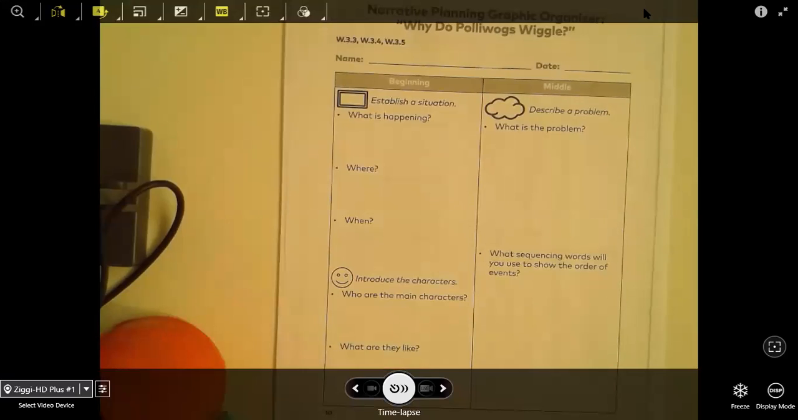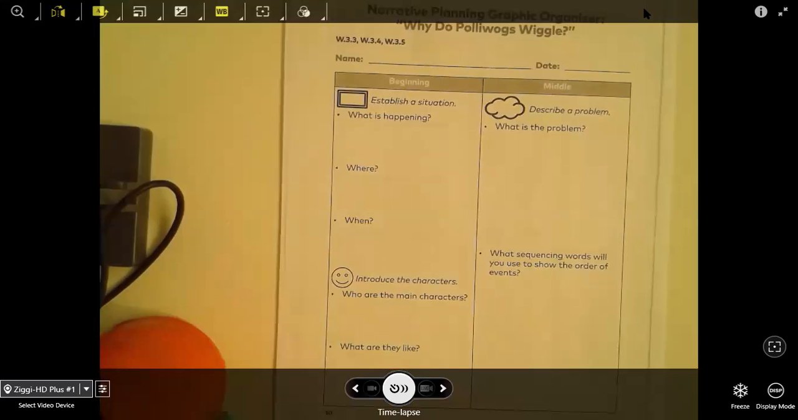All right, Miss Booker, what do you think? They were in a rush to get toilet paper. Rush to get toilet paper. Was there a pandemic going on? So Haley said the pollywogs were rushing to get toilet paper.